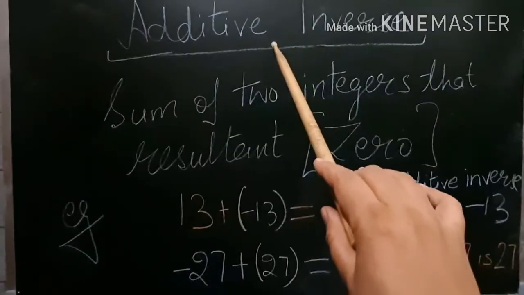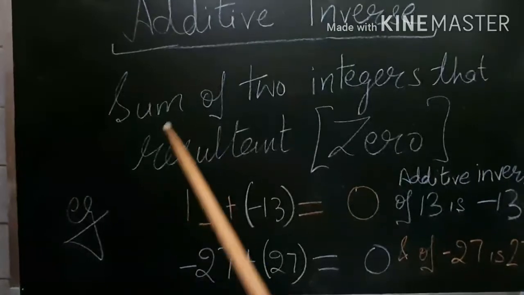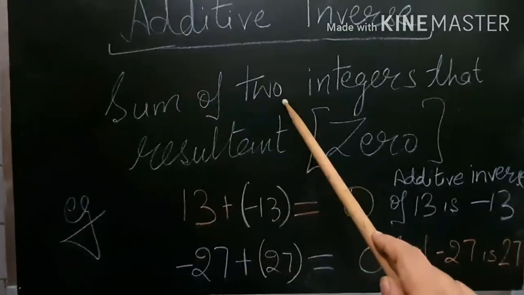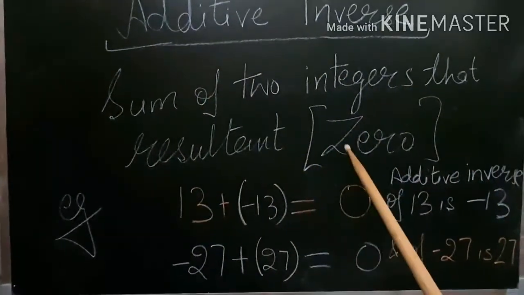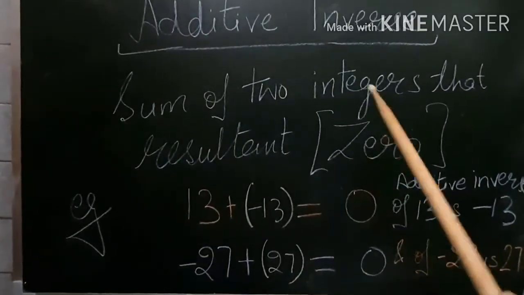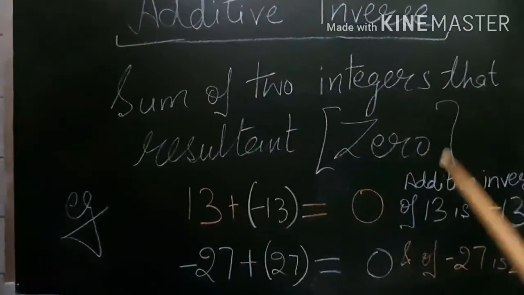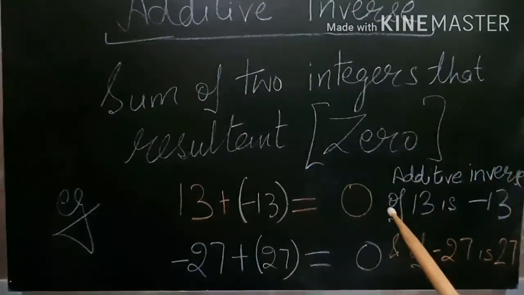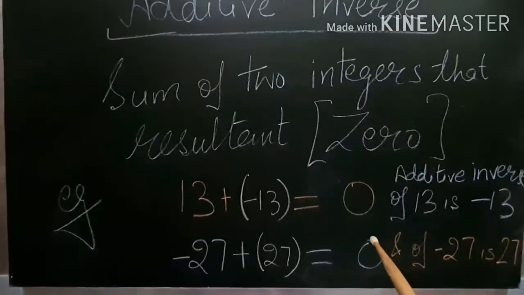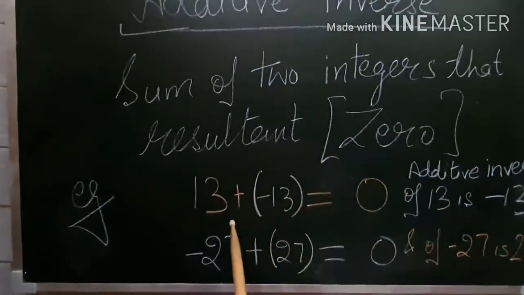Now let us learn what is additive inverse. Sum of two integers whose resultant is 0 is known as additive inverse. That means if you have one positive integer and if you add a negative integer of the same value, then only you get 0. Let's have a look at our example.